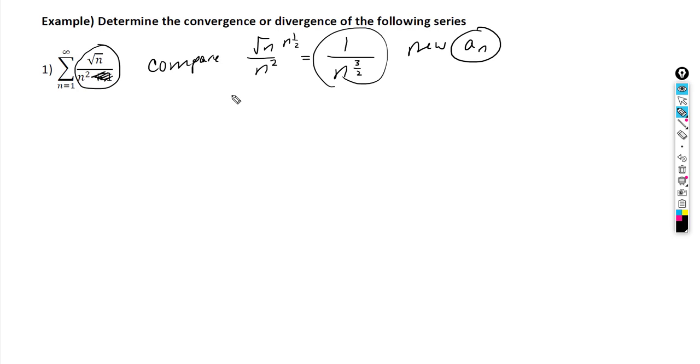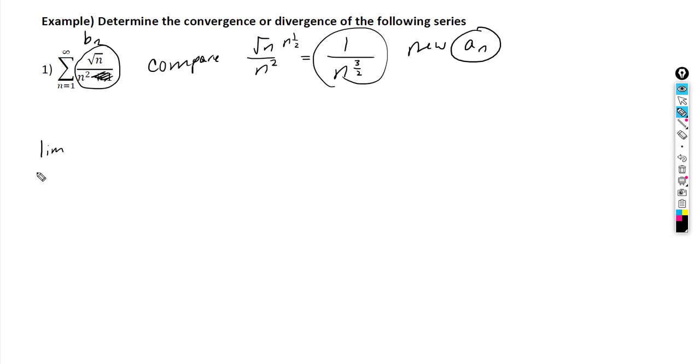What I want to do now is, this is our b sub n. We're going to say that this is our b sub n here, okay? My new function that I'm comparing it to is always going to be my a sub n. So let me clarify on that. My new series that I'm going to compare it to is a sub n. So what I want to do is now use the limit comparison test.